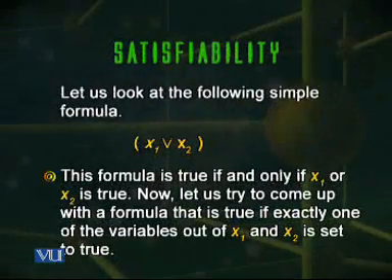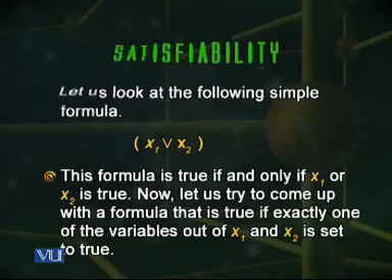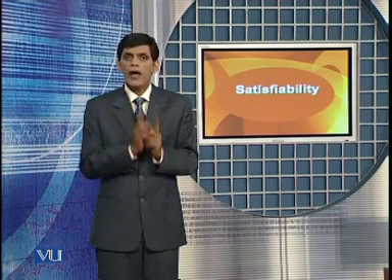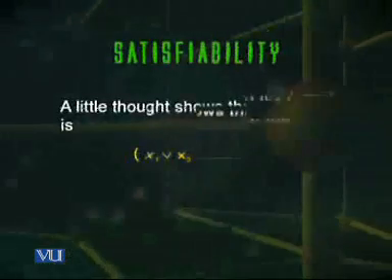Now let's try to come up with a formula that is true if and only if exactly one out of the variables x1 and x2 is set to true. So we want a formula which is true exactly when exactly one of the variables is set to true. So at least one variable should be set to true, but not both. Can we do that? Can we come up with a formula? Think about it for a moment and you would realize, yes, we can.